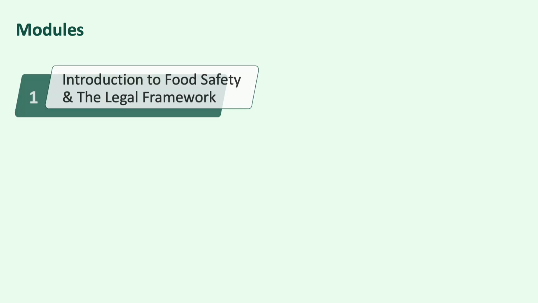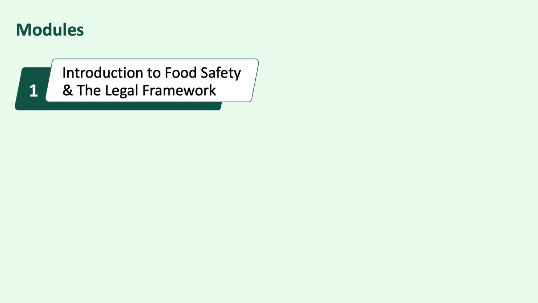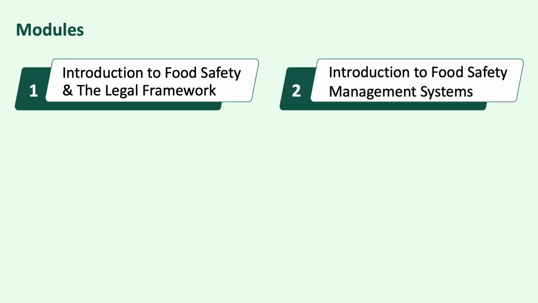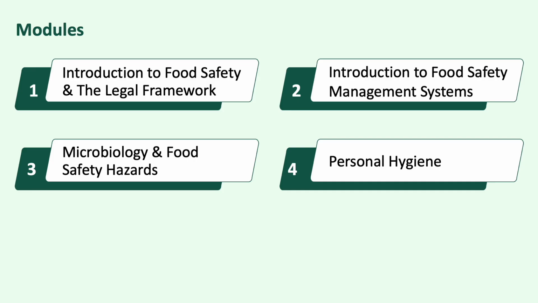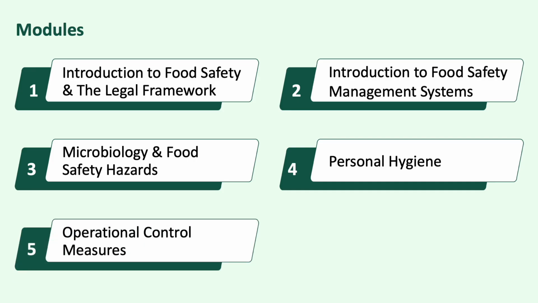This course is divided up into 10 modules to facilitate easier learning. Module 1, Introduction to Food Safety and the Legal Framework. Module 2, Introduction to Food Safety Management Systems. Module 3, Microbiology and Food Safety Hazards. Module 4, Personal Hygiene. Module 5, Operational Control Measures.